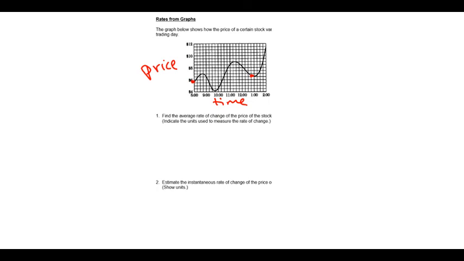So we can say that on our interval 8 to 1, we can say that at time 8, our price is $5.50. And at time 1, our price is $6.50.